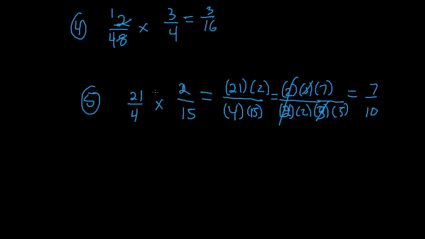And so if I look at this, between 21 and 15, the greatest common factor is 3. 21 divided by 3 is 7. 15 divided by 3 is 5. And 2 goes into 2 once, and 4 goes into 2 twice. 2 times 5 is 10, 7 times 1 is 7. And that's 7 over 10.